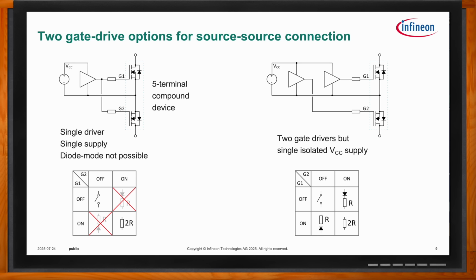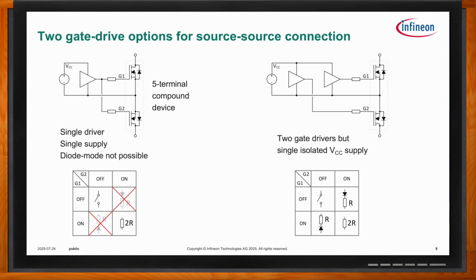Are there actually three different ways to hook up the transistors and gate drivers? Why wouldn't I just choose the single driver, single supply source to source connection? Wouldn't that be cheaper? Or do I really need the diode mode? Yeah, great question. Because so far, all I've shown you is this Vienna rectifier where I don't use the diode mode anyway. So let's look at an example of how this diode mode works.